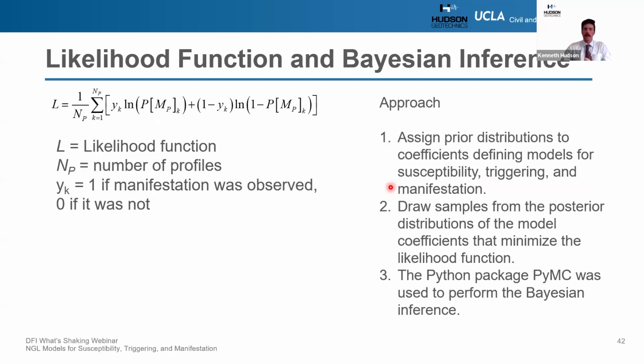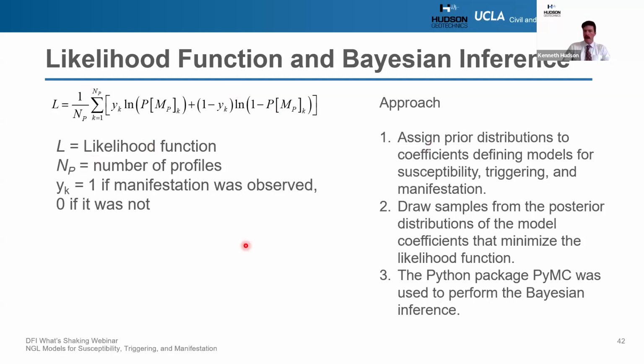Now, how did we go about actually getting the parameters for our models? I talked about susceptibility and triggering both having priors, but for manifestation given triggering, we didn't give it any prior information, and we let it regress purely based on the data set. It all updated to posteriors using a Bayesian inference regression. And we used it by maximizing or minimizing this likelihood function that you can see here.